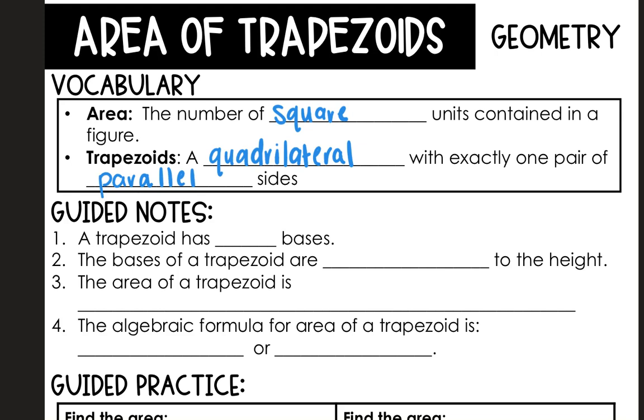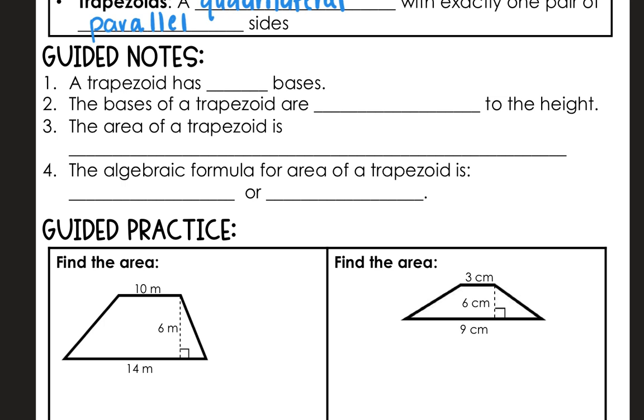Okay, today we're talking about area of trapezoids. Area is the number of square units contained in a figure, and a trapezoid is a quadrilateral with exactly one pair of parallel sides. A quadrilateral, remember, is a shape with 4 sides. And parallel lines are lines that never touch. What's unique about trapezoids is that they have 2 bases.